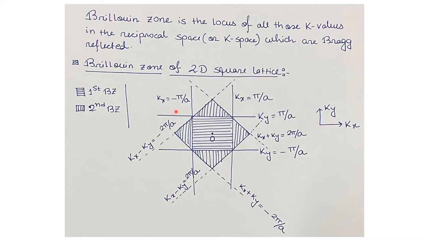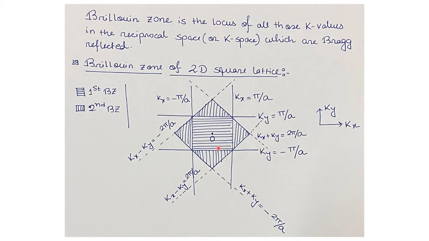Those are kx equals to minus pi by a, kx equals to pi by a, ky equals to pi by a, and ky equals to minus pi by a. So this square region is the first Brillouin zone for the 2D square lattice in the K space, that is kx, ky plane. And these 4 sides, which are basically the 4 straight lines, are the first Brillouin zone boundaries. So this is how we can describe the first Brillouin zone boundary for a 2D square lattice.